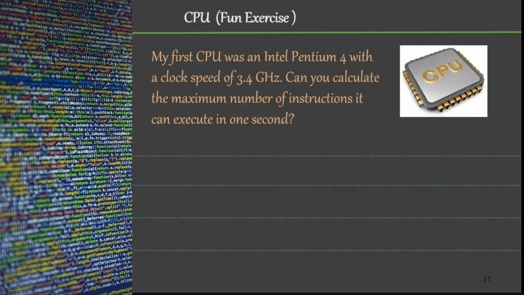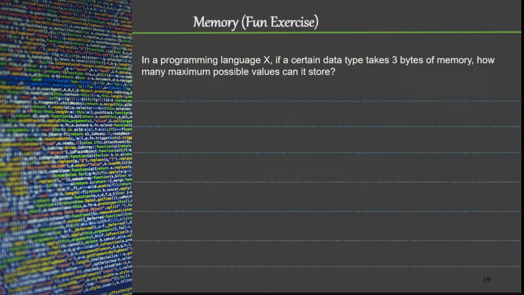So one question I have in memory, first I'll take from the memory, and the question is very generic. In a programming language X, if a certain data type takes 3 bytes of memory, then how many maximum possible values can it store? So pause this, I'm continuing. You pause this and think of how many possible values it can store. So 3 bytes, students, how many bits would it be? It would be 24 bits, right?